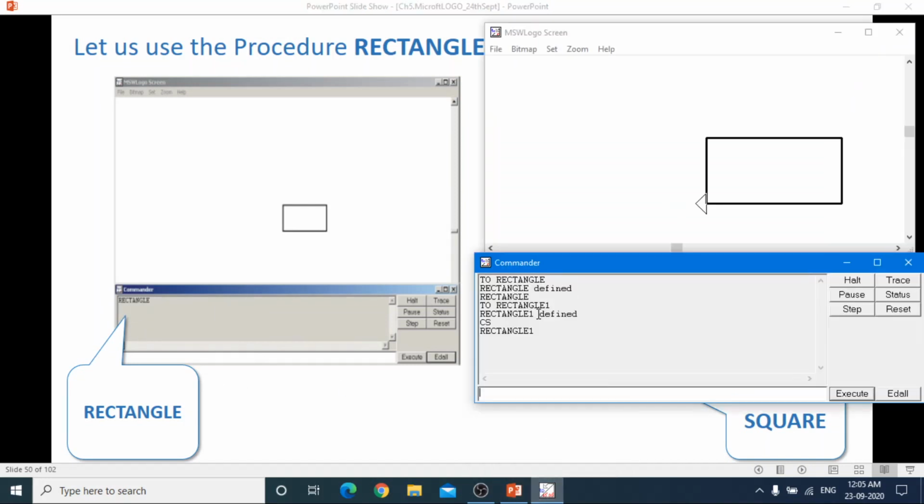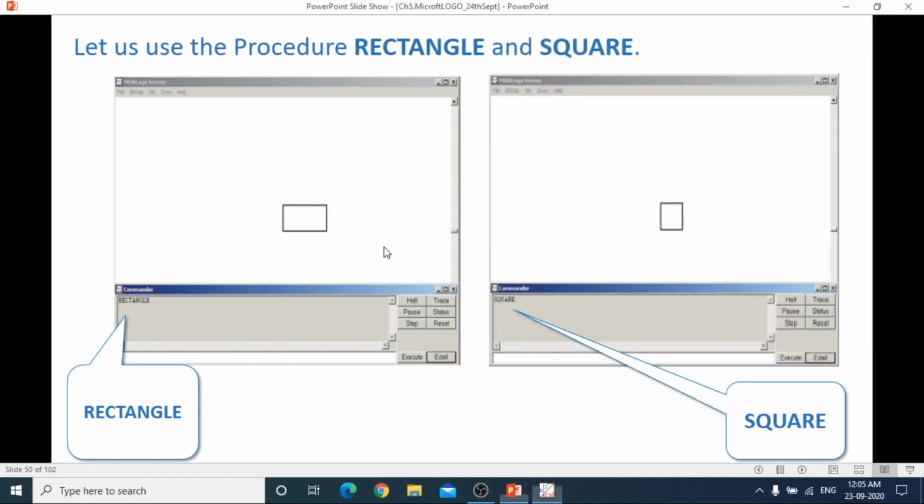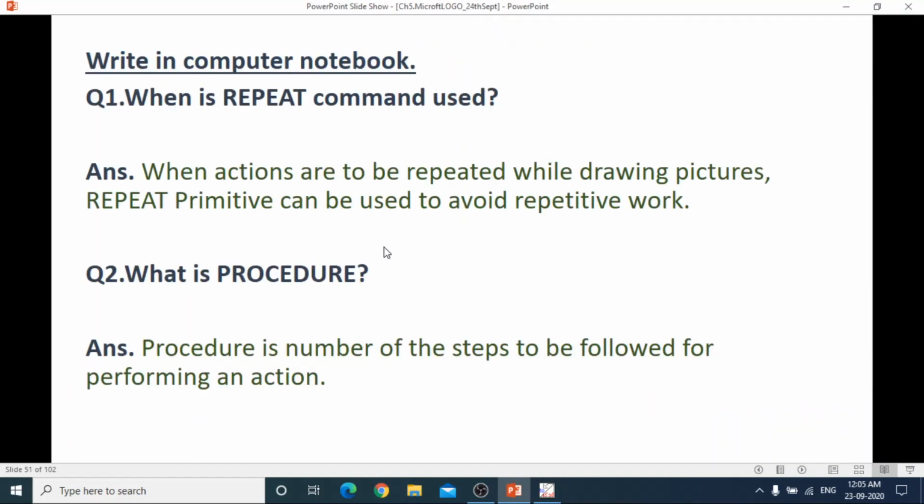Here in the practical that we have done, we have to write rectangle 1, okay, not rectangle, because that rectangle is not completed. So I defined one more procedure, that is rectangle 1. If the procedure is already defined and you write it, it will give you the message that rectangle is already defined. Okay, now next, these are the questions that you have to write in your computer notebook.